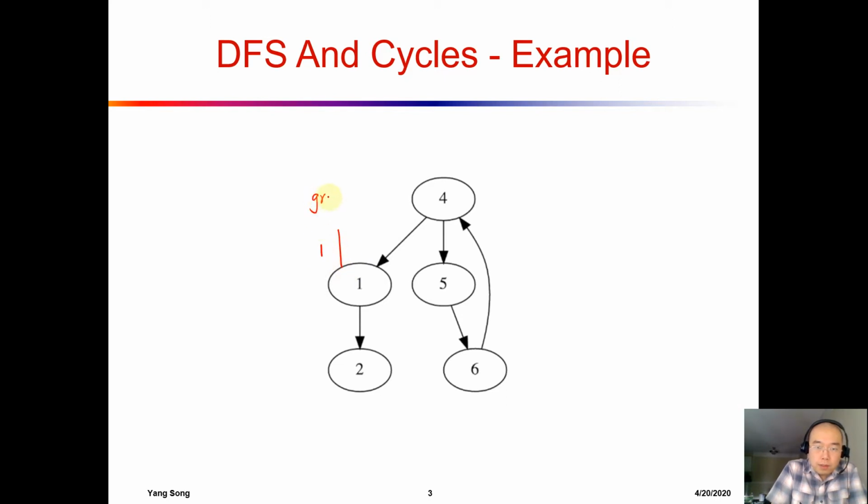So gray. And then we move down and visit this node, and then we start at time 2. And then from this node we can go nowhere, so we stop that. So now this is black. Okay, and then after here we go back, and from this node 1 we have nowhere to go, so we finish visiting this one here, and then it will also be black.